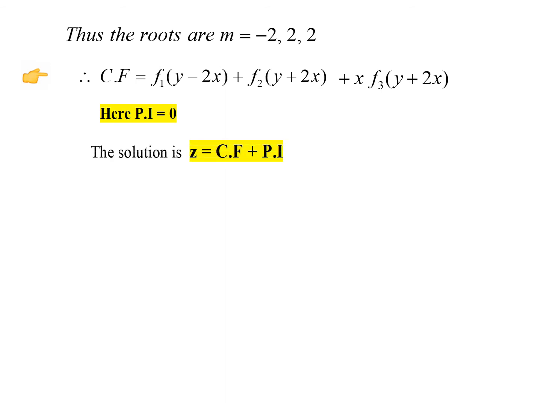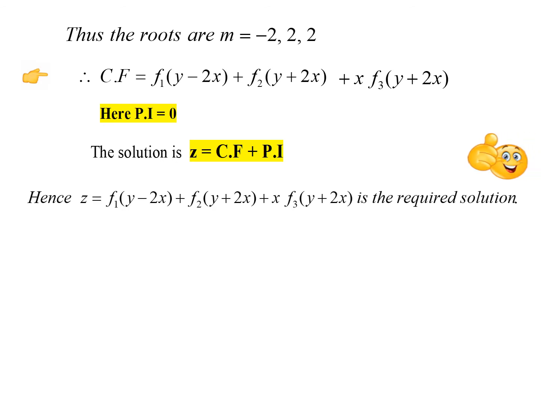Now let us find the particular integral, but since the right side is 0 in this problem, the particular integral will be 0. Hence the final solution will be adding both the parts, complementary function and particular integral, you get z equal to this. Since PI is 0, you have only the complementary function in z.